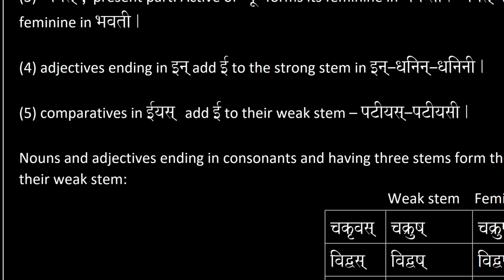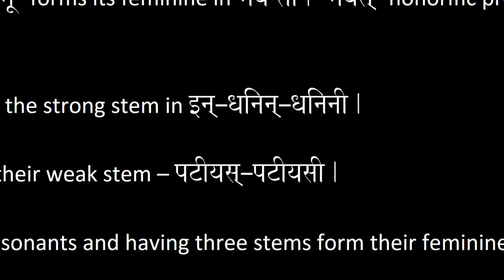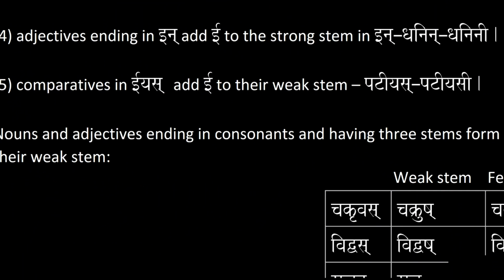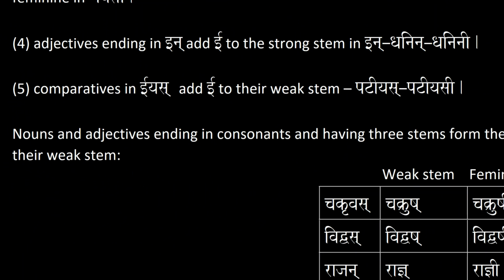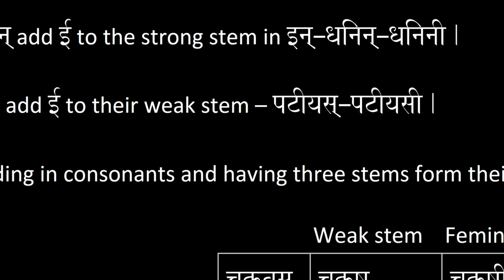Then number 4, adjectives ending in in add long e to the strong stem. So, for example, dhanin, you're going to end up with dhanini because you're adding a long e to the strong stem. Then comparatives in iyas add long e to their weak stem. So, an example here, we have pariyas. We're going to end up with pariyasi. And then you would take that and decline that like nadi.